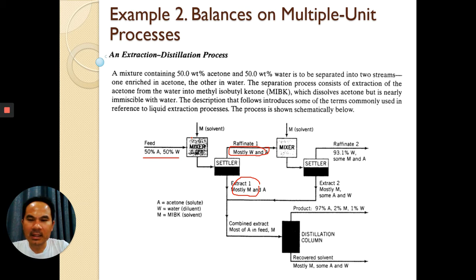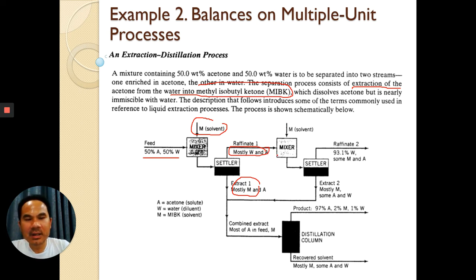We use extraction. We add a solvent M. The separation process consists of extraction of the acetone from water into methyl isobutyl ketone, MIBK, which we denote as M. We mix the feed with M. In this case, acetone will transfer to M. The phases after the extraction, and then you keep it for settling. The bottom is M and A. The upper phase is water and A.